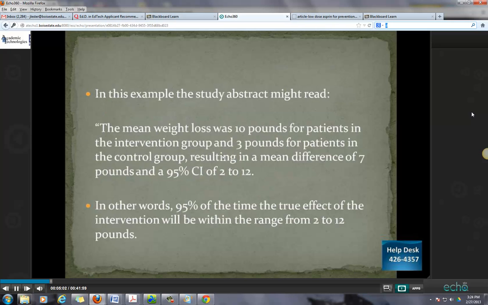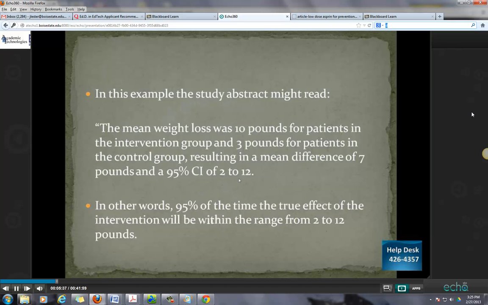So, for example, if this were published, I might see something like this. The mean, or the average weight loss, was 10 pounds for patients in one group and 3 pounds in the control group, and the average difference was 7 pounds, with a 95% confidence interval of 2 to 12. This 95% confidence interval means that if this study was repeated multiple times, 95% of the time the true effect would be within the range of 2 to 12 pounds.